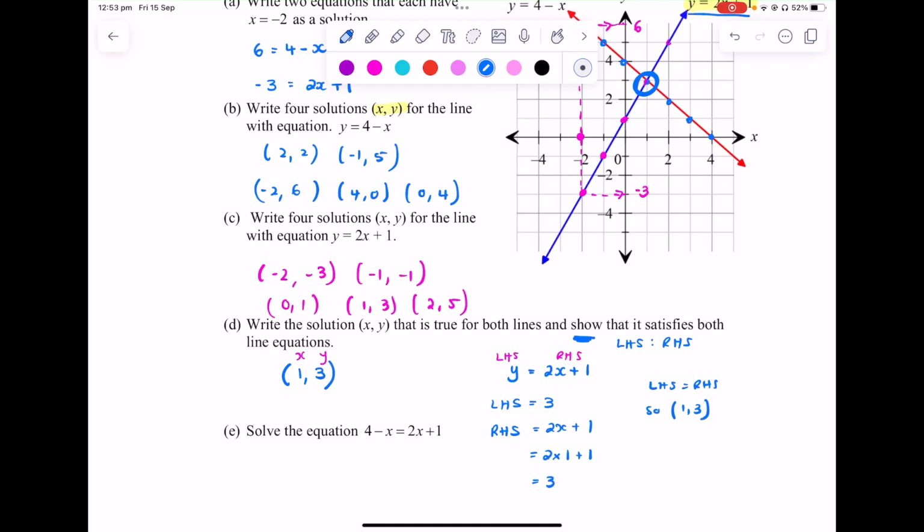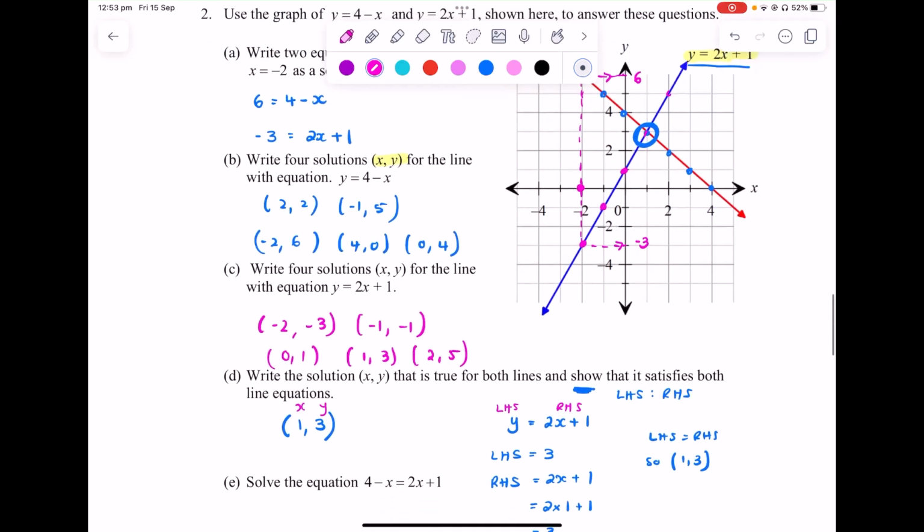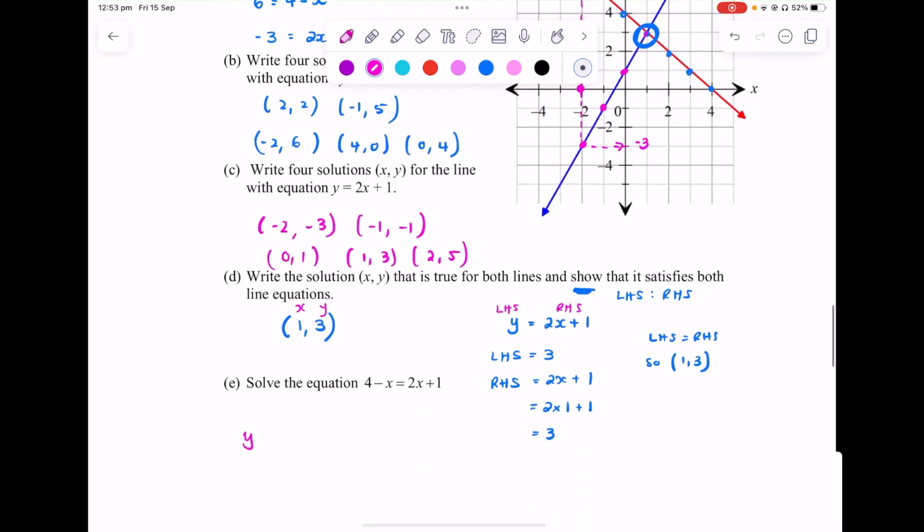And then I'm going to do the same for the other one. The other line, which is the line y equals 4 minus x. Left-hand side equals y, which is 3. Right-hand side equals 4 minus x, which is 4 minus 1, which is 3. Left-hand side equals right-hand side, so the point (1, 3) lies on that line.